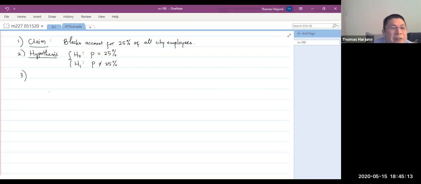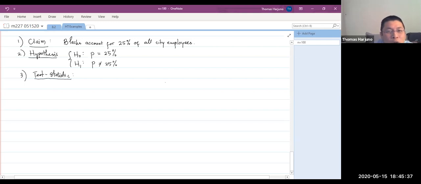Let's see, that's the hypothesis. Then how about the test statistic? One way to guarantee that Trump wins again is by offering Thomas as the opposing candidate. Then Trump will win again, trust me. You don't want Thomas to be there.